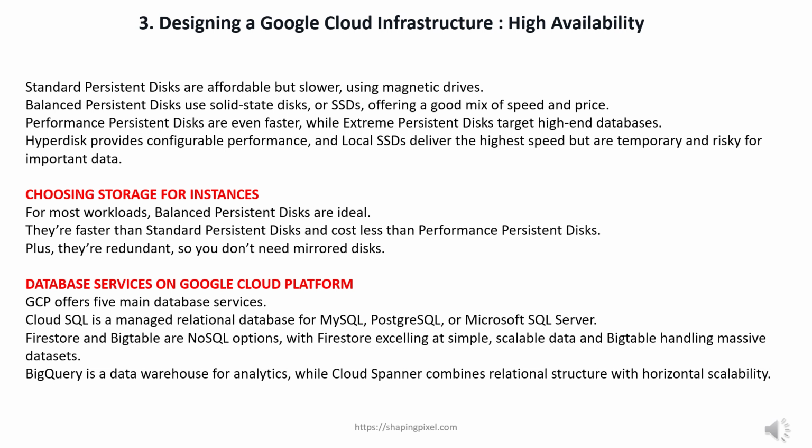For most workloads, balanced persistent disks are ideal. They're faster than standard persistent disks and cost less than performance persistent disks. Plus, they're redundant, so you don't need mirrored disks.